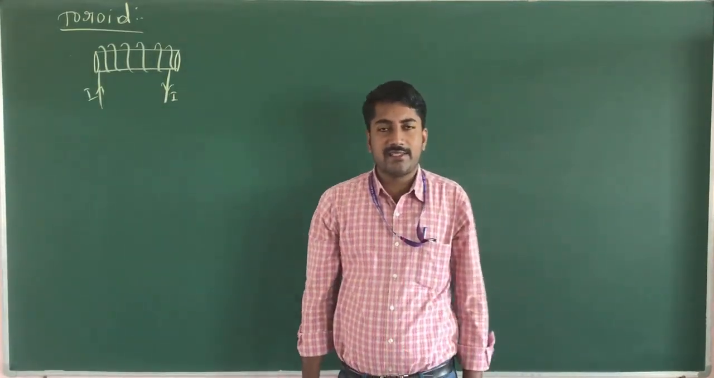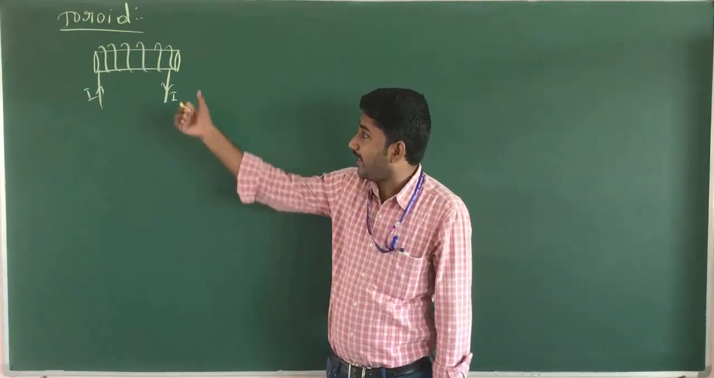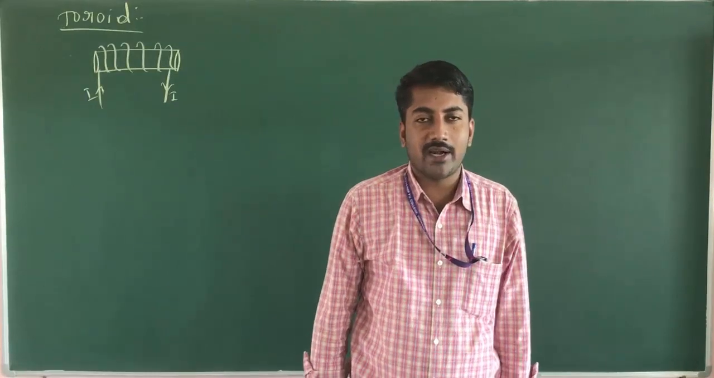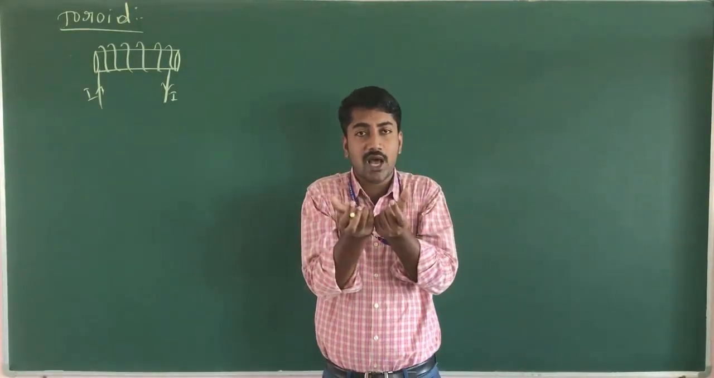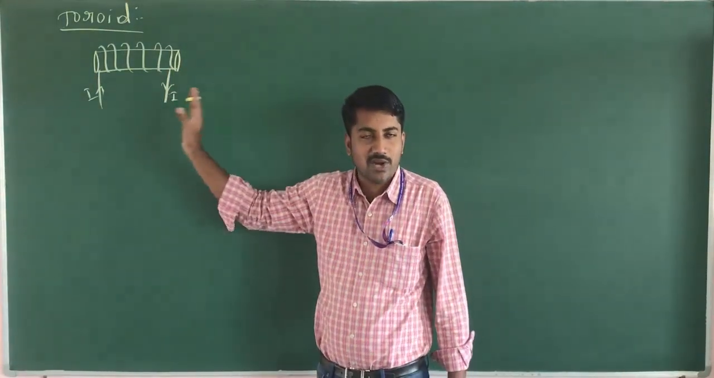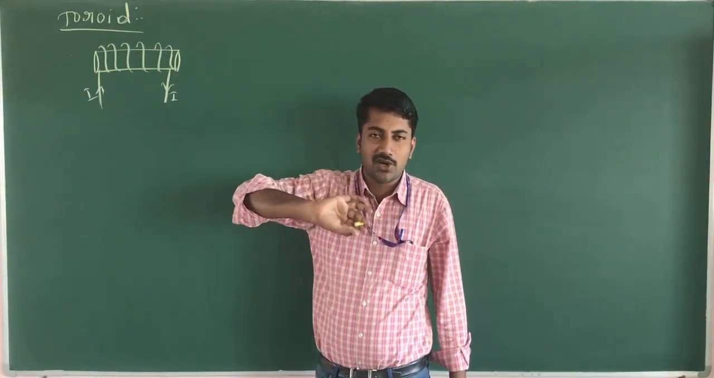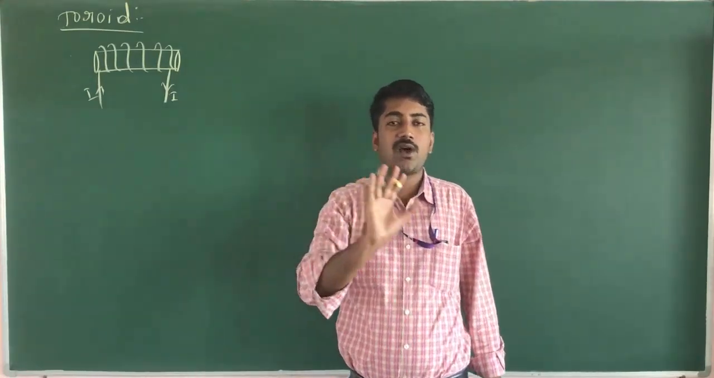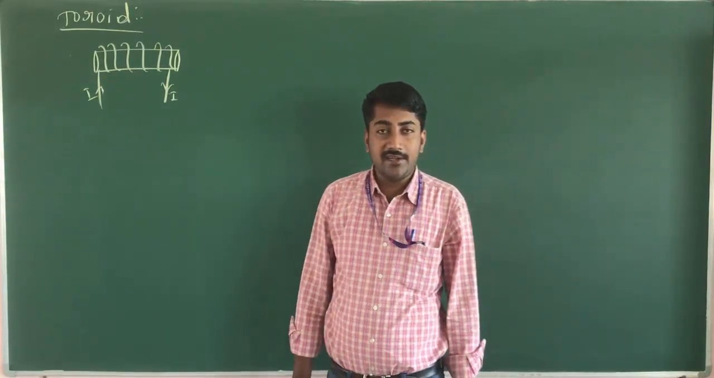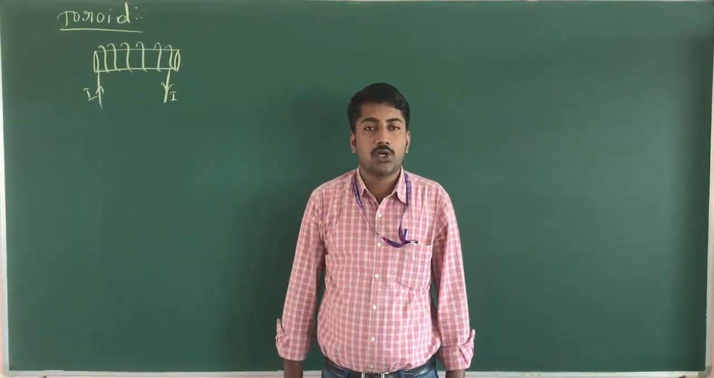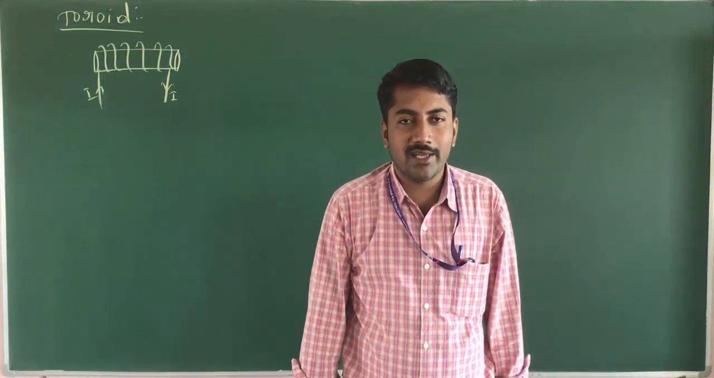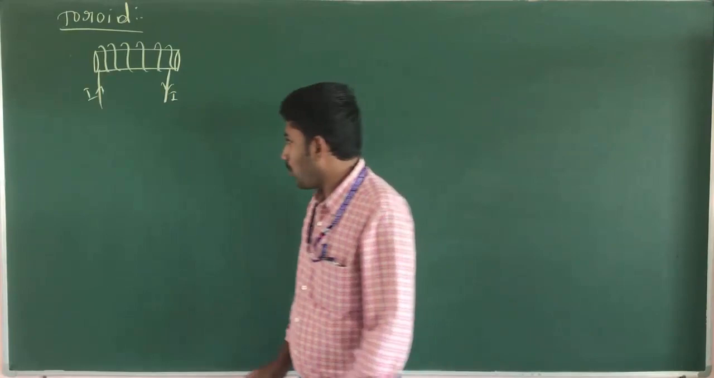A toroid is an endless circular ring, or it is in the form of an endless circular ring. It is a very simple definition. Toroid means when the solenoid is bent into the form of a circular ring, then it is called a toroid. It is an endless solenoid in the form of a closed ring.